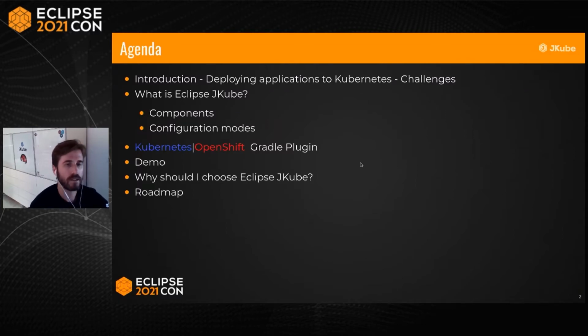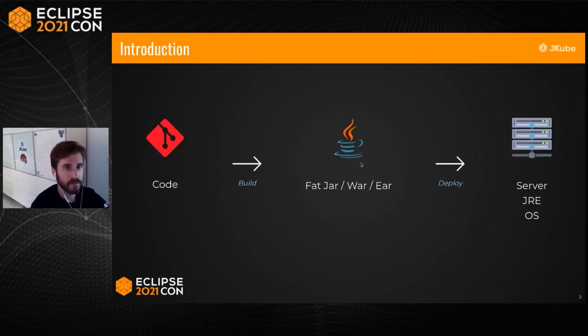I will give you a small overview of what JKube is, the components and the configuration modes. And then I will jump into describing the new Kubernetes Gradle Plugin and a very short demo on the new tasks that JKube provides for us. Finally, I will give you a few reasons on why you should use Eclipse JKube instead of some other alternatives. And finally, an overview of the roadmap for the next weeks and months.